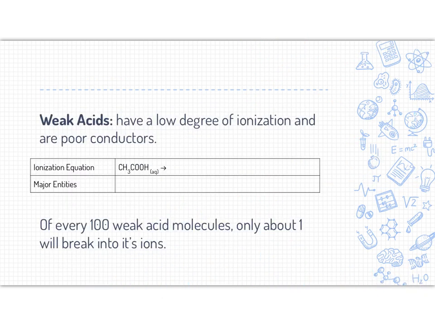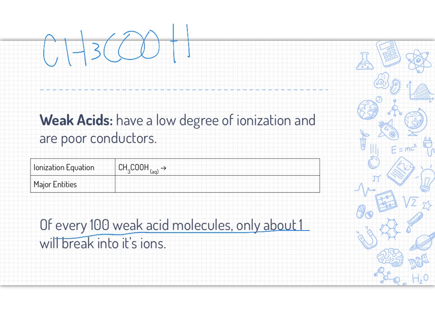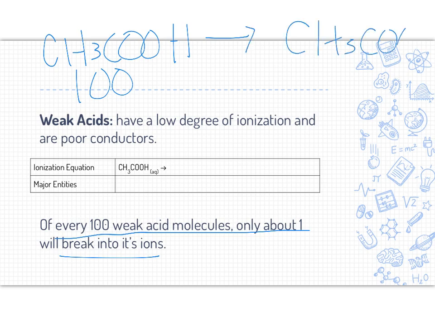So weak acids have a low degree of ionization and are poor conductors. If we were looking at CH3COOH, what we know is that of 100 weak acid molecules, only about 1 of them will break into ions. So if I had 100 of these, only 1 is going to create CH3COO minus and H plus. Therefore I'm going to be left with 99 of these and 1 of each of these.